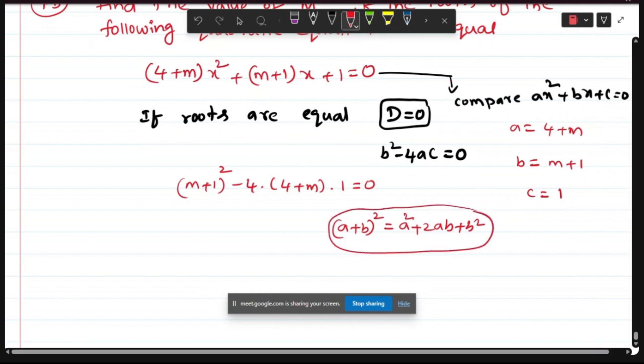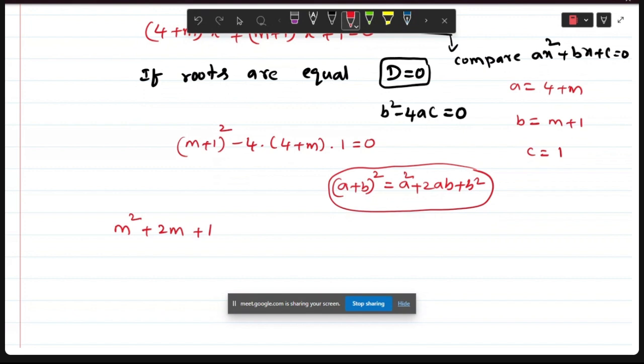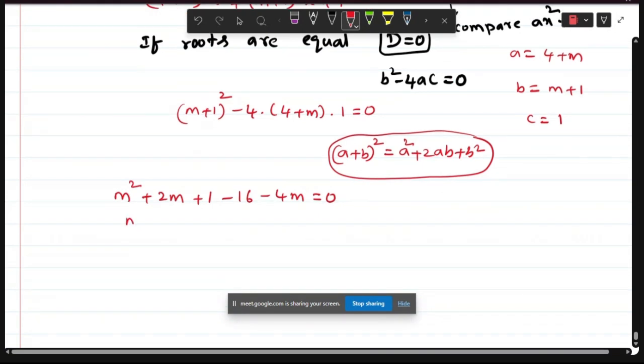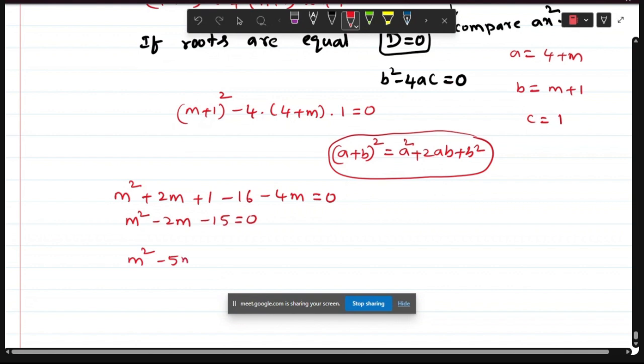This is the formula. So expanding, m square plus 2m plus 1 minus 4 into (4 plus m), that is 16 minus 4m, is equal to 0. Now m square, 2m minus 4m is minus 2m, and 1 minus 16 is minus 15. So m square minus 2m minus 15 is equal to 0. Now 15 is there, so 5 and 3 in the middle term: m square minus 5m plus 3m minus 15 is equal to 0.